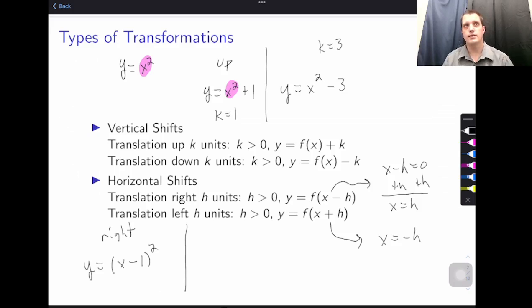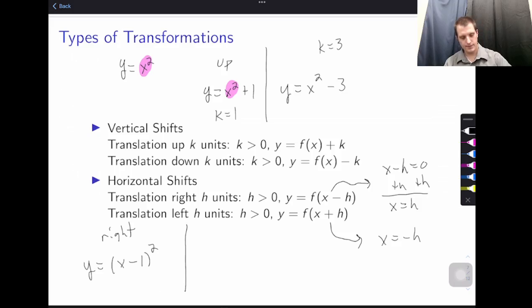Our h is the thing inside of the squared, or inside of the absolute value, or if we ever got there, inside of the square roots. The horizontal translation is there's always something happening to it besides just plus or minus. Whereas the vertical translations, the vertical shifts, those are just a plus or a minus.